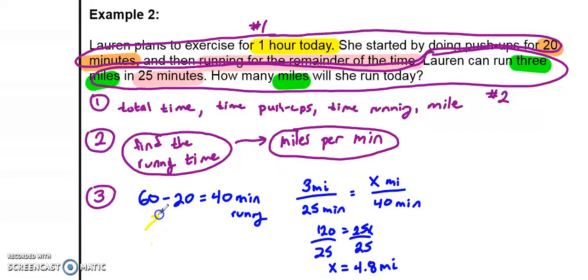Notice that this step right here didn't actually involve a proportion. We just had to find the actual running time by subtracting the amount of push-ups she did, 20 minutes, from the amount that she exercised in total, 60 minutes. So don't be afraid to not use a proportion, especially when you're not given a certain amount, like how much she ran. You might have to subtract or add, figure that out.